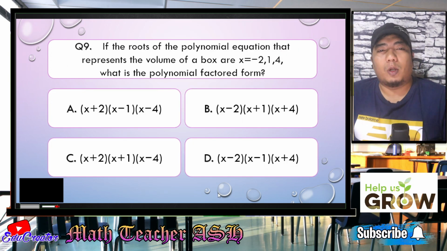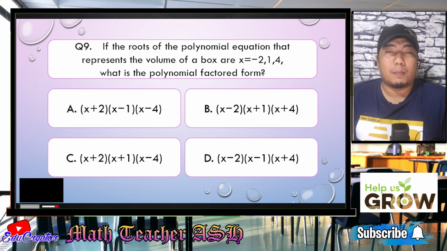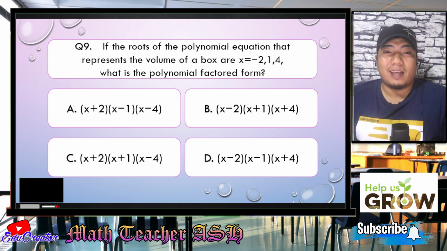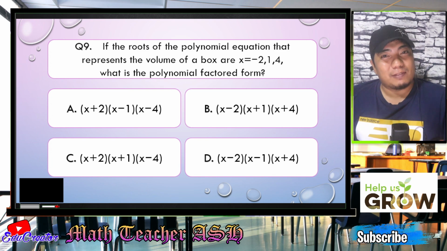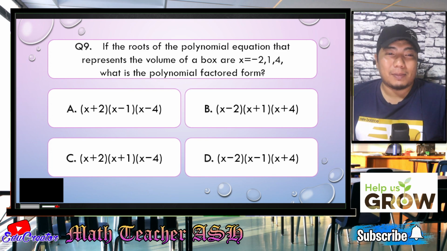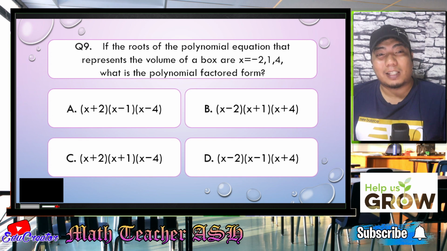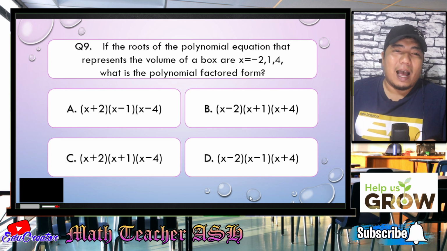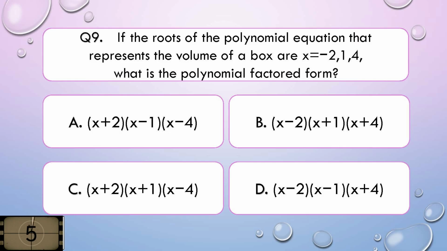If the roots of the polynomial equation that represents the volume of a box are -2, 1, and 4, what is the polynomial in factored form? Is it A, the quantity x plus 2 times the quantity x minus 1 times the quantity x minus 4? B, the quantity x minus 2 times the quantity x plus 1 times the quantity x plus 4? C, the quantity x plus 2 times the quantity x plus 1 times the quantity x minus 4? Or letter D, the quantity x minus 2 times the quantity x minus 1 times the quantity x plus 4. I'll give you 5 seconds to think about your answer.